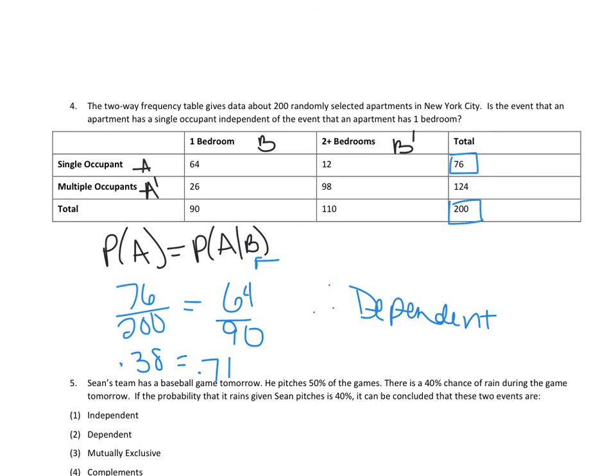And my conclusion would be, what are we talking about here? Apartments in New York City: is the event that have a single occupant independent of the event that has one bedroom? So knowing whether or not someone has a single occupant does affect that it has an apartment that has one bedroom. So that is the conclusion of this problem. So I hope that this helped you, and I will talk to you soon.